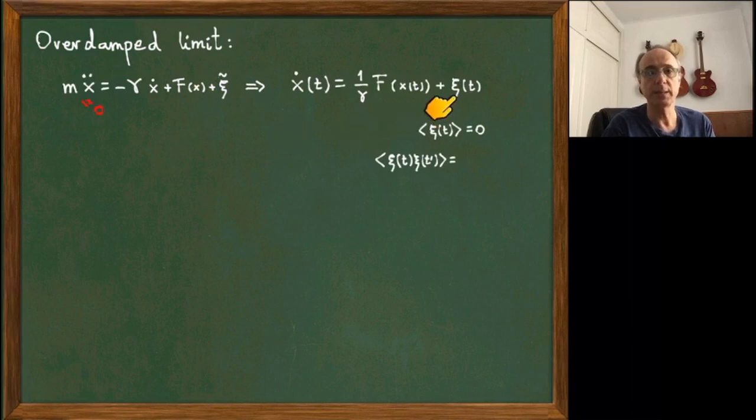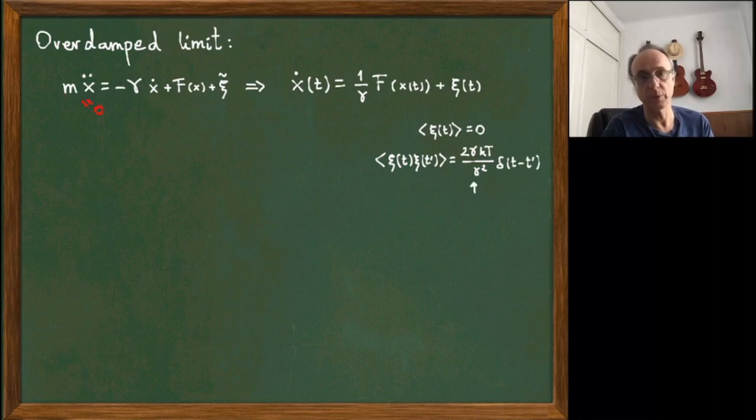So now psi is psi tilde divided by gamma. Remember that it was 2 gamma kT, now I have to divide by gamma squared. This is the dispersion of the noise in the overdamped Langevin equation. One gamma goes with the other gamma, so I have 2kT divided by gamma. Usually we also use the diffusion coefficient, D, which is kT divided by gamma. So this can be written simply as 2D.